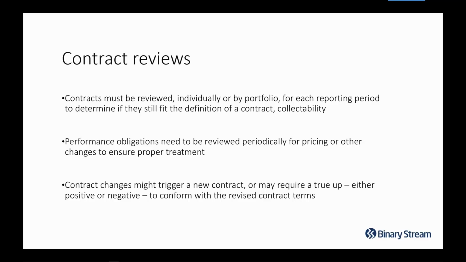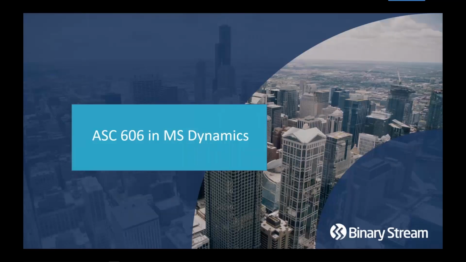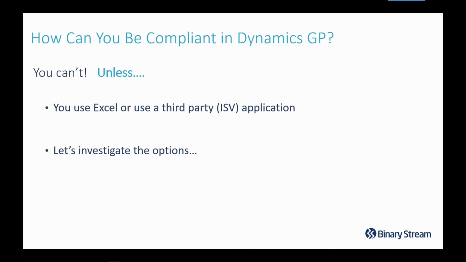Now let's get to the meat and potatoes. I guess that was meat and potatoes. Let's get to the good stuff. ASC 606 in Dynamics. Let's talk about how it affects you in your GP world. So how do you become compliant with ASC 606 in Dynamics GP? You can't. That's still true today. It was true when this file was put together a year and a half ago.